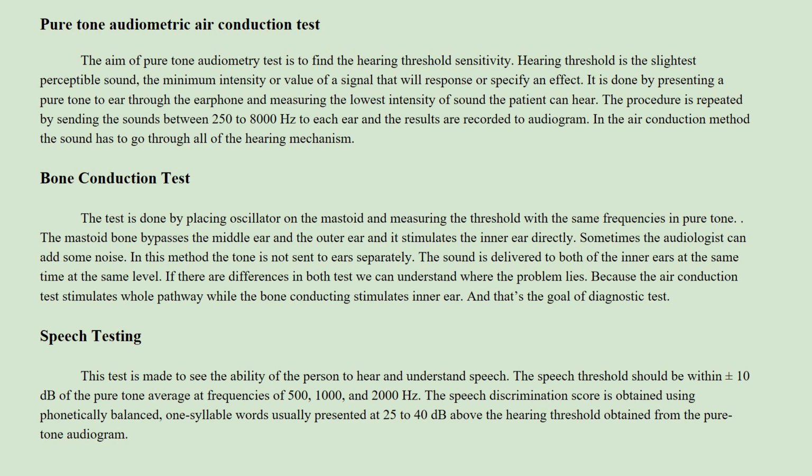In the air conduction method, the sound has to go through all of the ear mechanism. In the bone conduction test, the test is done by placing oscillators on the mastoid bone and measuring the threshold with the same frequencies in pure tone. The mastoid bone bypasses the middle ear and outer ear, and it stimulates the inner ear directly. Sometimes audiologists can add some noise. In this method, the pure tone is not sent to ears separately. The sound is delivered to both of the inner ears at the same time at the same level.